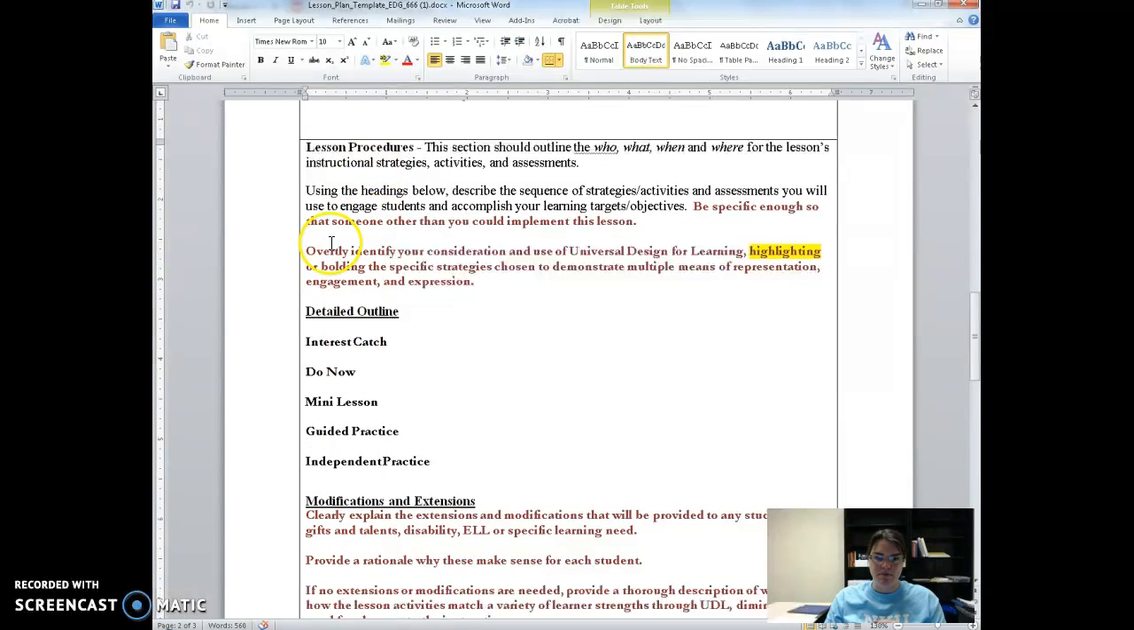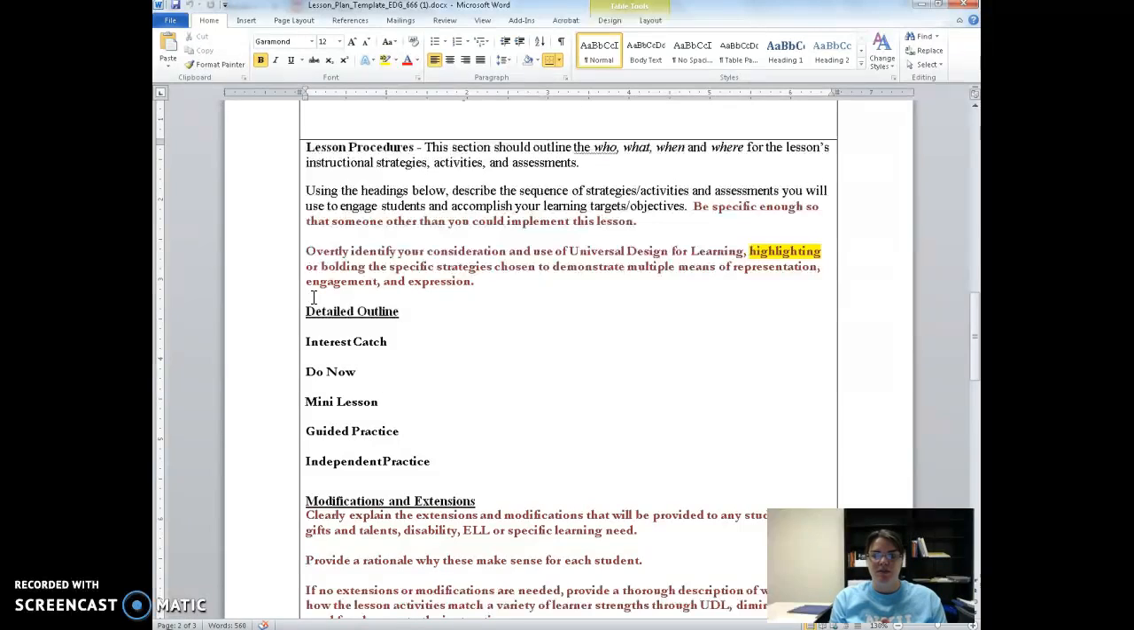And then here's sort of the meat of this assignment. So what are your lesson procedures? You're going to go through, similar to what you did in Module 9, your interest catch, do nominate, listen, guided practice, and independent practice. But really what you need to think about, and every professor, every class has different expectations for the lesson procedures. For this class in particular, I want your lesson procedures to be detailed enough that I could pick up this lesson and do it myself.